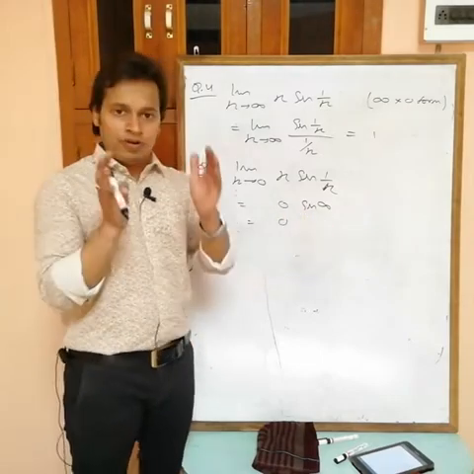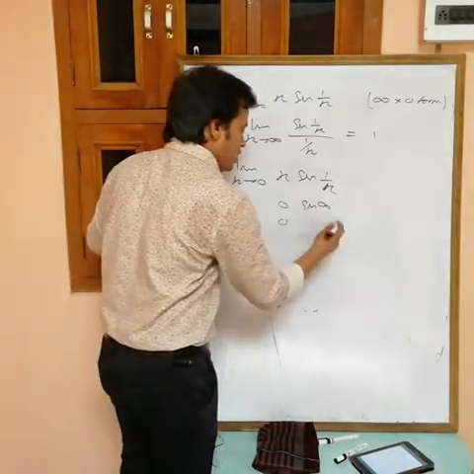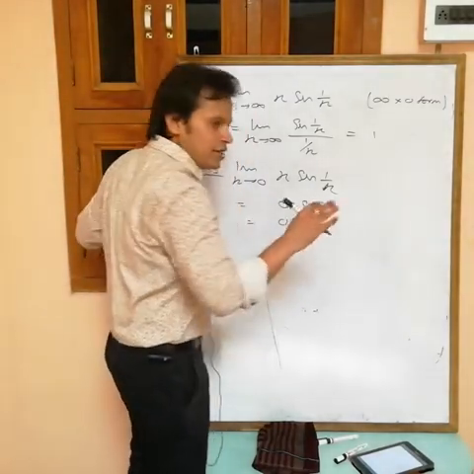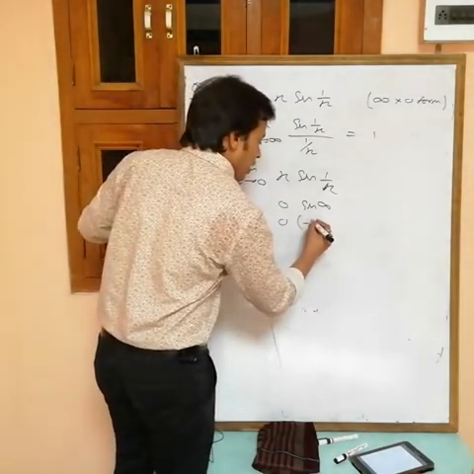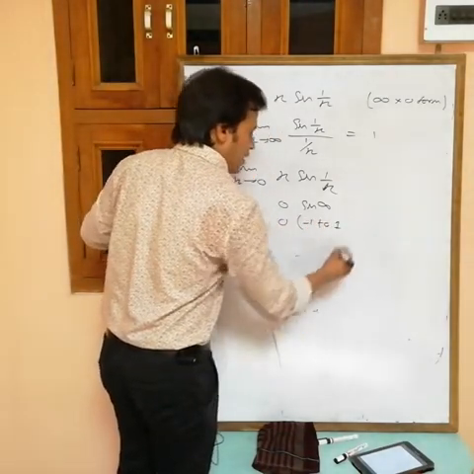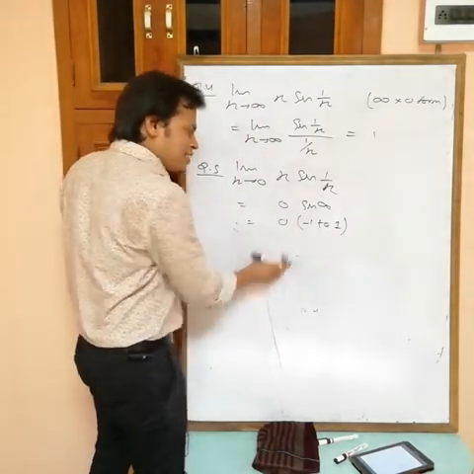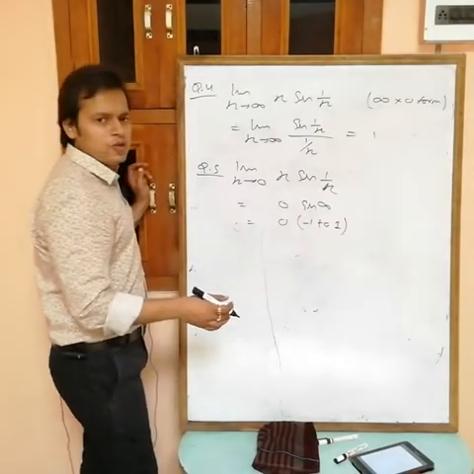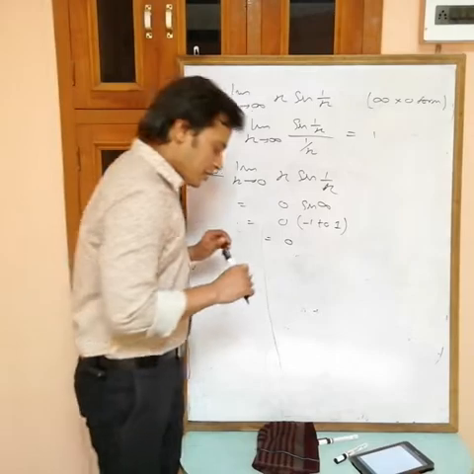For sine we have only bounded region -1 to +1. So I can say that sine infinity is any value. I don't know the value of sine infinity, but I can say that this lies from -1 to +1, any value from -1 to +1. If you multiply 0 with any value from -1 to +1, you will get 0. So answer is 0. Okay. Next question.